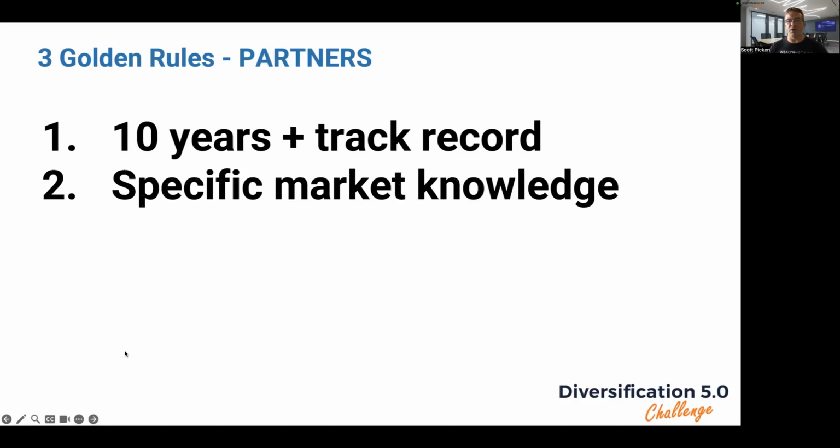The second thing that you want is that they've got specific market knowledge. There's nothing worse than someone that says they know everything, because they don't. It's impossible. So you want to deal with someone, like you're going to meet Judd today, who does industrial buildings in America. You want to deal with someone that just does industrial buildings in America.